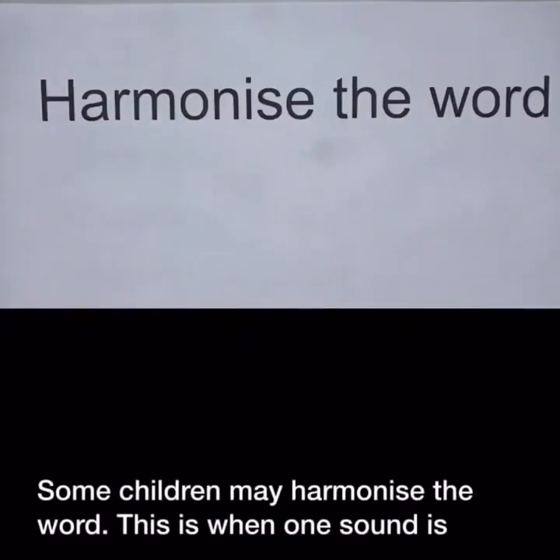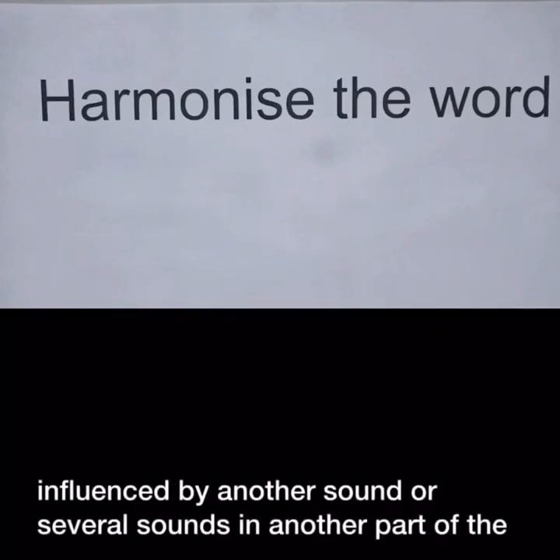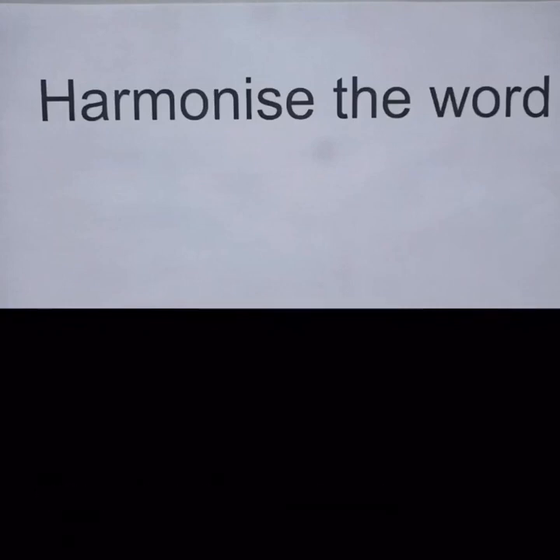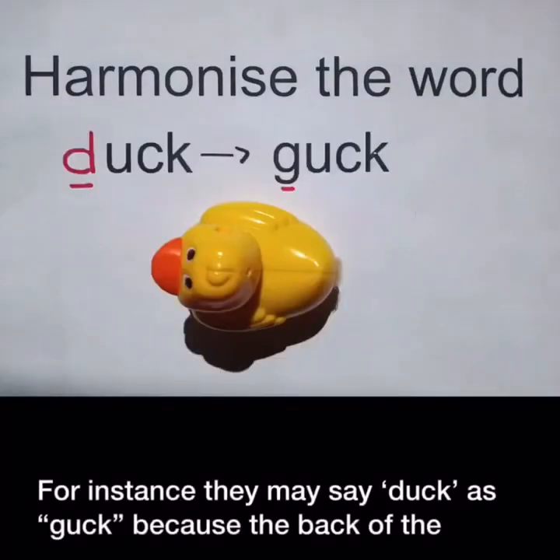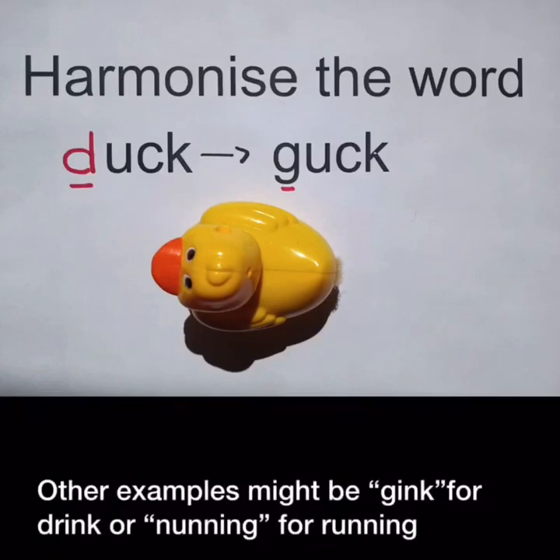Some children may harmonise the word. This is when one sound is influenced by another sound or several sounds in another part of the word or phrase. For instance, they may say duck as guck because the back of the tongue sound on the end of the word influences the start of the word. Other examples might be gink for drink or nunnin for running.